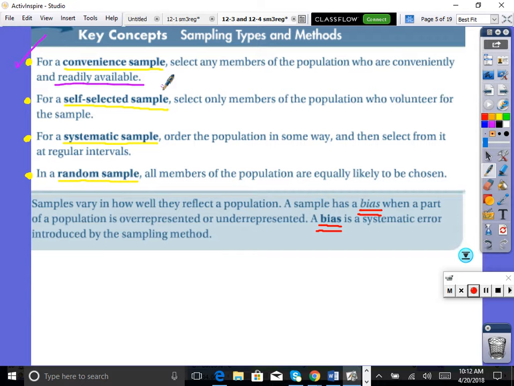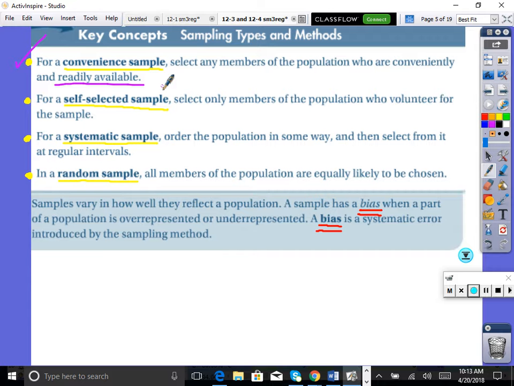Let me give you another example of a convenience sample. If I wanted to know how many times a week Saratoga Springs people go to the grocery store, and I, as the person conducting the study, went and stood in front of Smith's and asked everybody that walked in the door, how many times a week do you shop? That's convenient. You're going to one spot and asking people. You're just going to one spot.